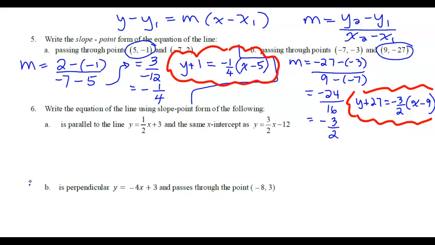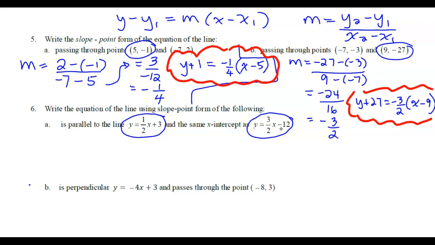Okay, so next one, write the equation of the line using slope point form of the following. So again, we don't have to put it in slope-intercept form. We're going to learn about general form today, but we just know those two forms right now. Says the equation of the line that is parallel to this line and same x-intercept as this line. Okay, x-intercept. So don't be fooled. This is it in slope y-intercept form, not x-intercept form. So you might have to do a little bit of work.